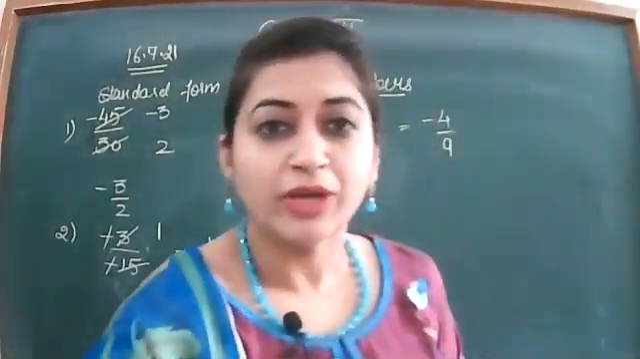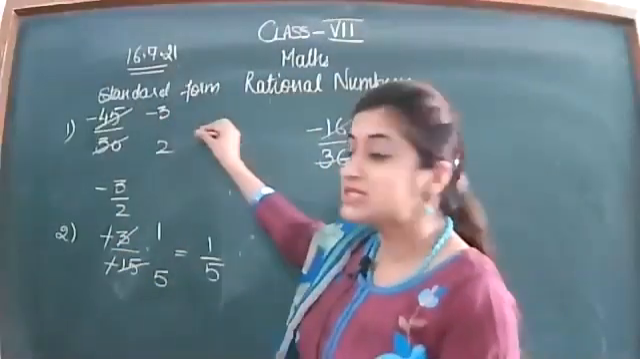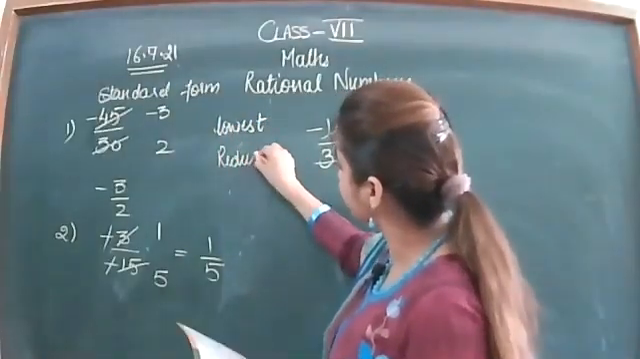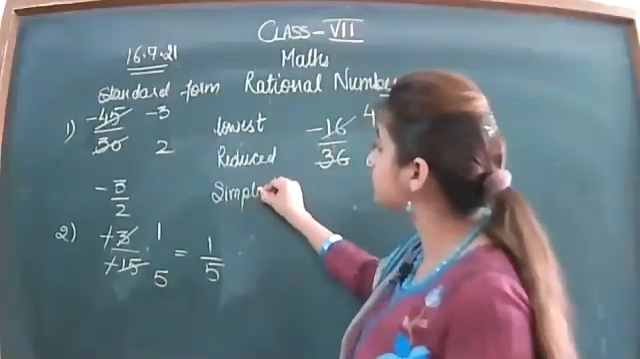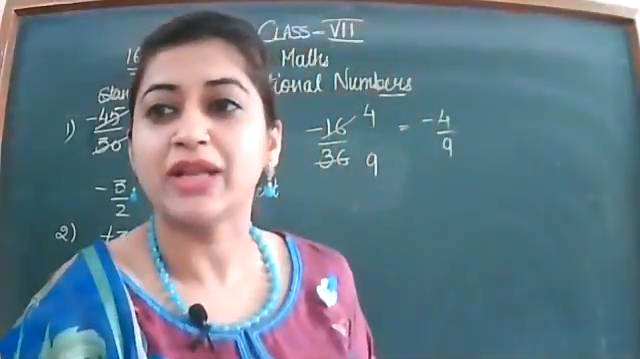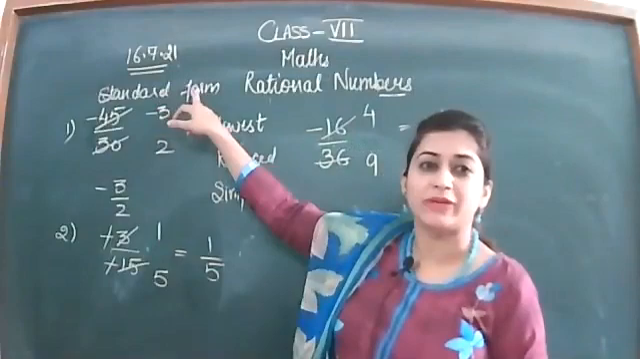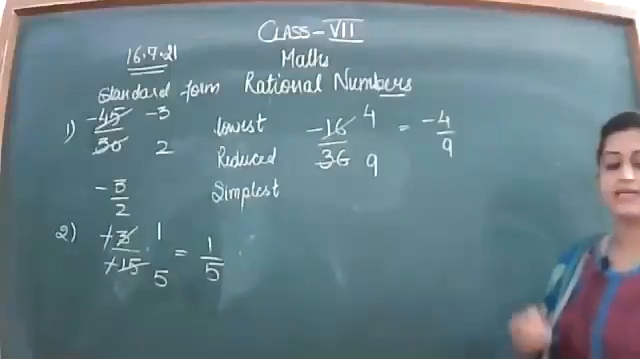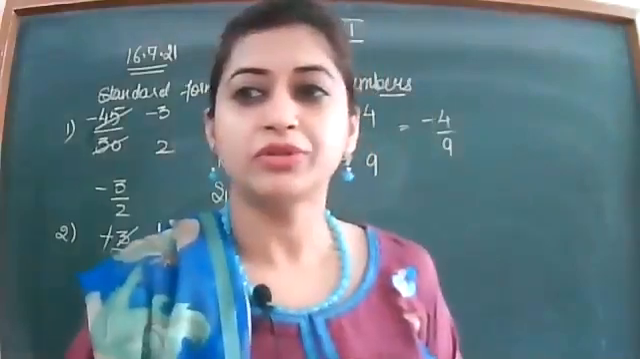One more thing I want to tell you here is, another name of the standard form is lowest form, reduced form, simplest form. The question can be changed to this also. It's not compulsory that this similar type of question will be there in the exam. The statement can be changed. So standard form can be asked in the form of lowest form, reduced form, simplest form. Is it okay, beta? Any doubt?